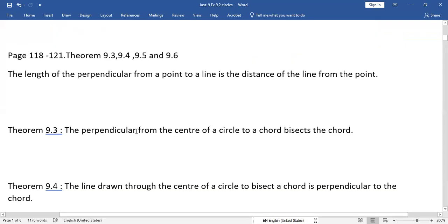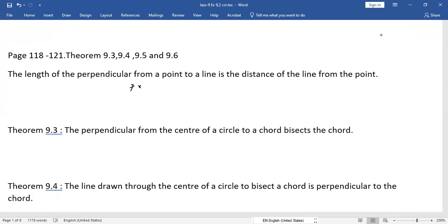Okay. Now, something from the chapter, what I noted. The length of the perpendicular from a point to a line is the distance of the line from that point. Suppose here is a point, point P.